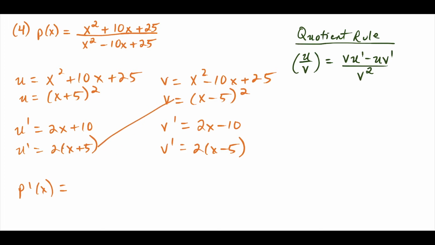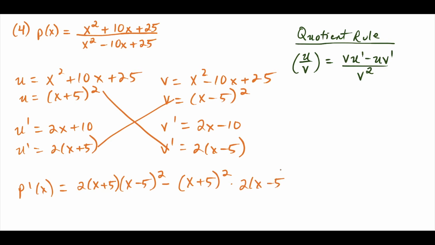So we're multiplying this term here, u prime, by v. But it's better for us to use the completely factored form. So we would have 2 times x plus 5 times x minus 5 squared. So we're just multiplying these here. Next, we're going to have u times v prime. That's what we're subtracting next. So we have minus x plus 5 squared times 2 times x minus 5. And this is all being divided by v squared, and v is x minus 5 squared.